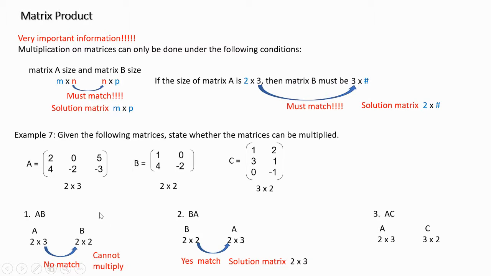A times C, right? We have matrix A is 2 by 3 and C is 3 by 2. Can this one be done? What do you guys think? Yes. Very good, very good. So yes, it can be done. Okay, good job, Catalina and Christina, both of you. So it's a match. Okay, it's going to be a 2 by 2, because the answer will be the outer numbers, right? So it'll be a 2 by 2.